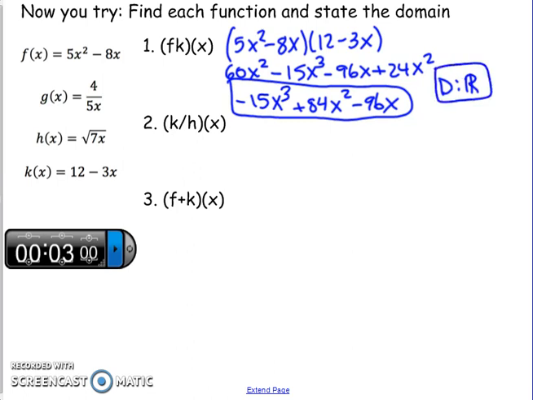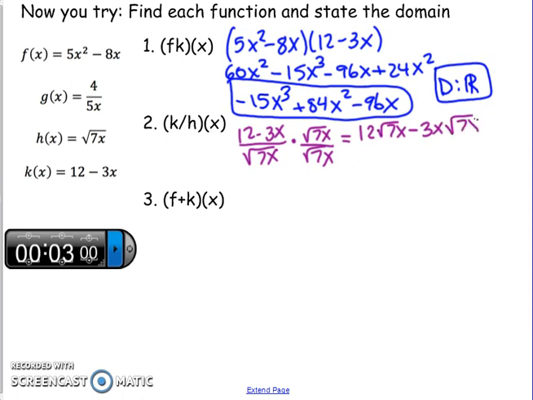Number 2, we're doing k divided by h. So we're going to take the k function, which is 12 minus 3x, and we're going to divide the h function, which is radical 7x. So we can't have a radical in the bottom, so we're going to rationalize this by multiplying by the square root of 7x on the top and the bottom. And we're going to distribute that square root of 7x, so it's going to be 12 radical 7x minus 3x radical 7x, all over 7x.